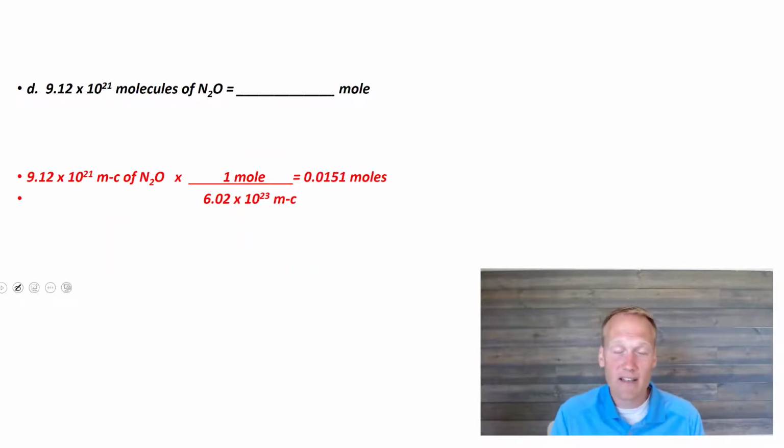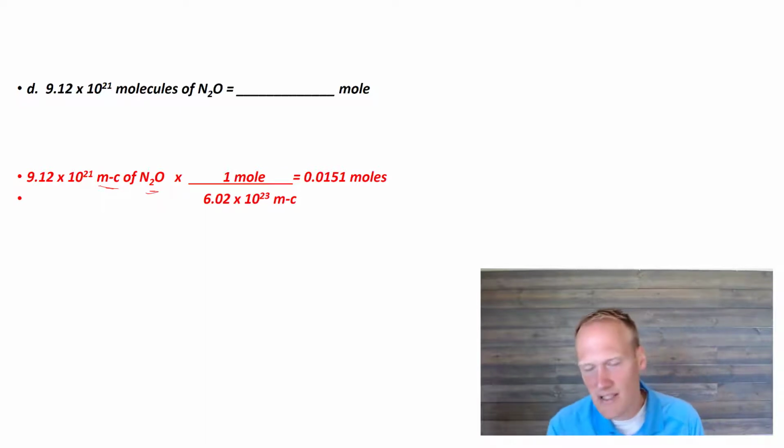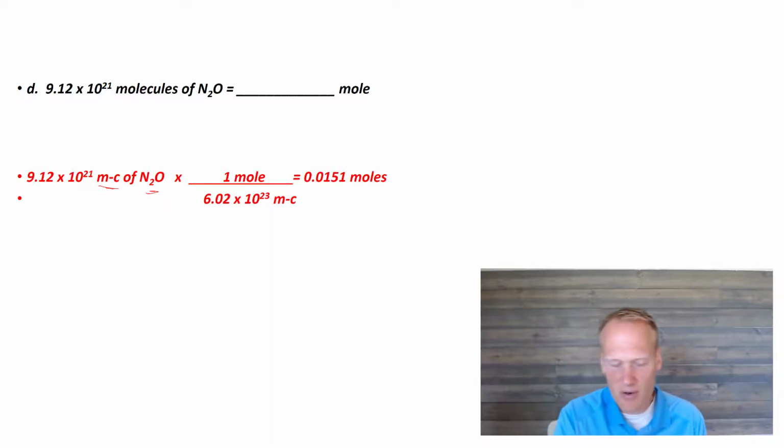Here's another quick example of going from molecules to moles. It's the same as the last problem. It's just we're dealing with a molecule, N2O, as opposed to an atom. But you can see molecules at the bottom, 6.02 times 10 to the 23rd, and moles at the top. Wherever you have a particle, which would be an atom, a molecule, or an ion, which we haven't got to yet, those are always going to be associated with the 6.02 times 10 to the 23rd number.